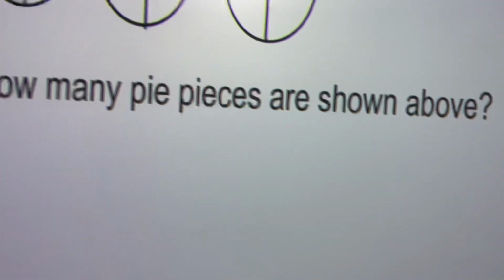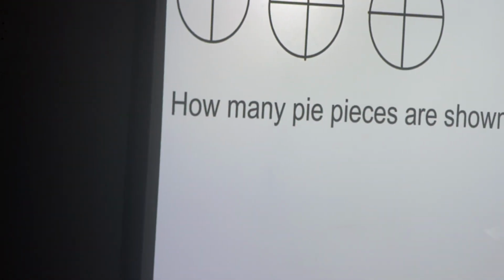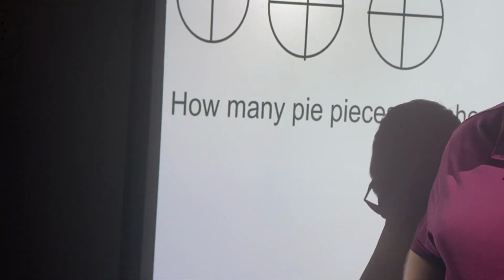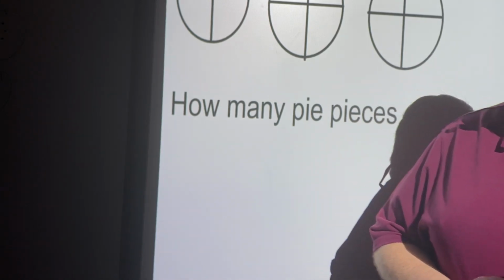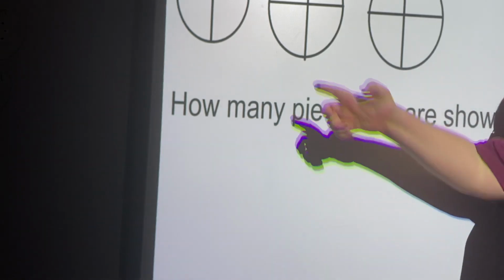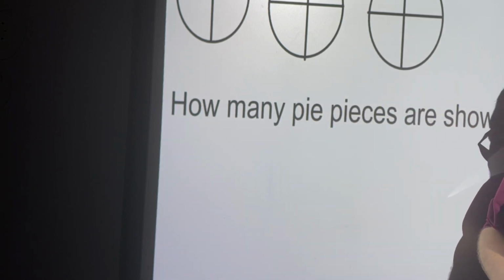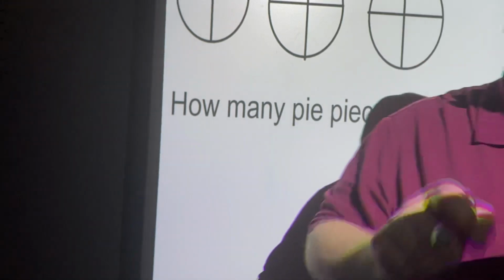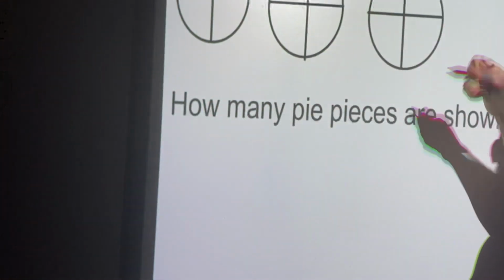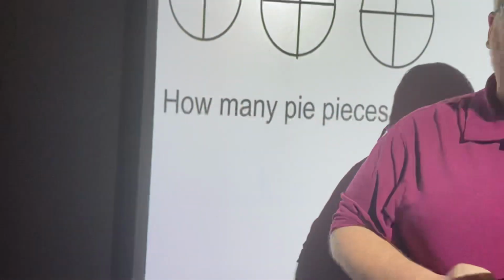All right. Last one. Last problem. How many pie pieces are shown above? Now, we haven't talked about this one yet, so I want you to think for a second. How many pie pieces are shown above? 12. Are there only 3? All right, I want you to write it on a piece of paper and show me. Write it on your paper real big, show me on the screen. How many pie pieces are shown above? Big number. Show me on the screen.